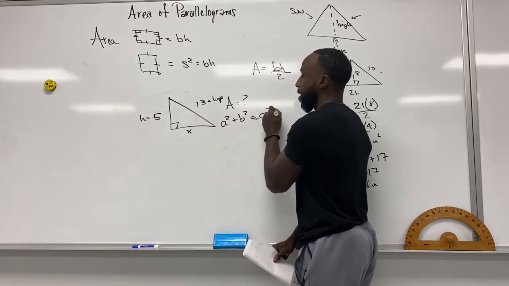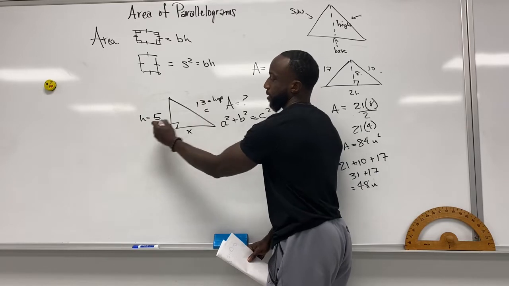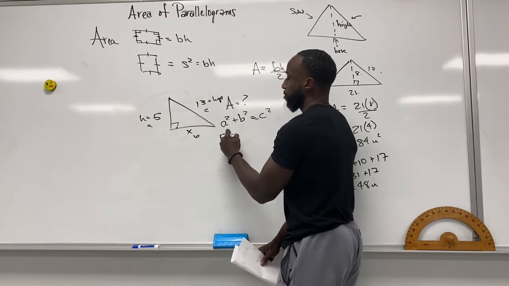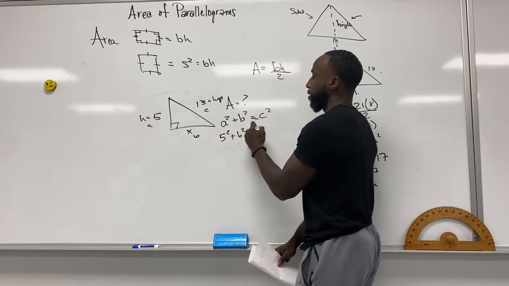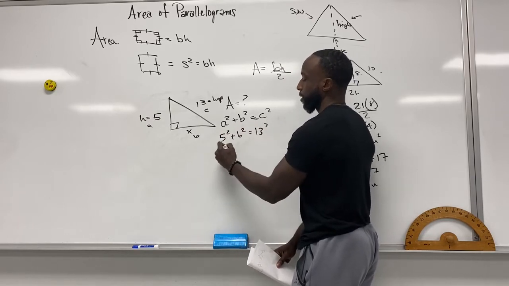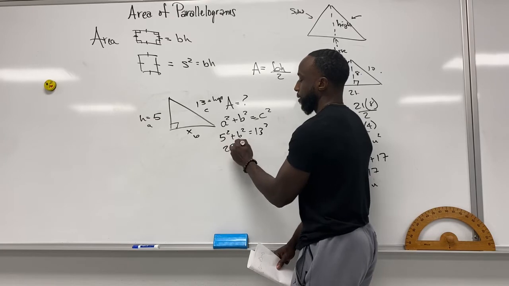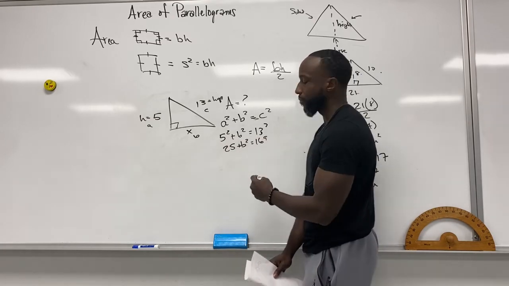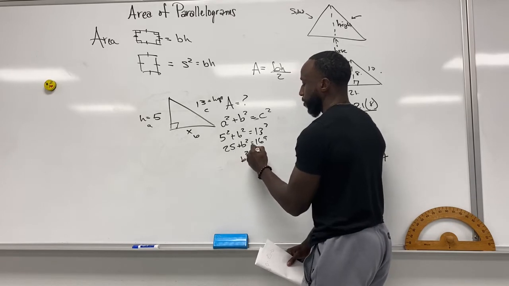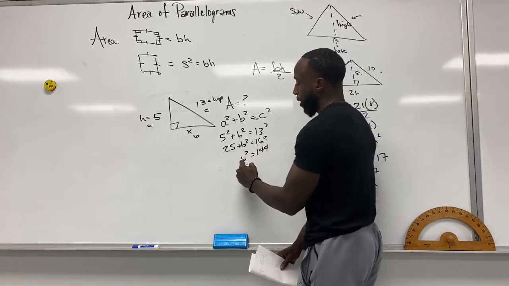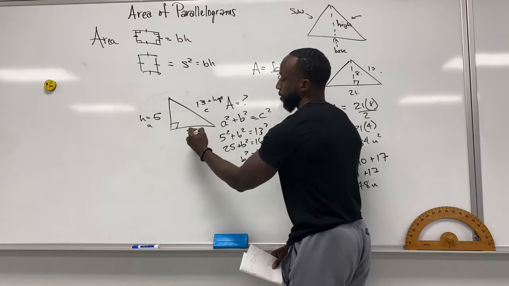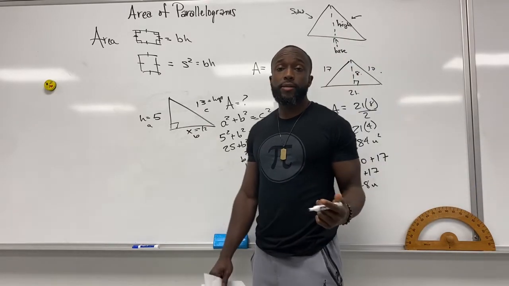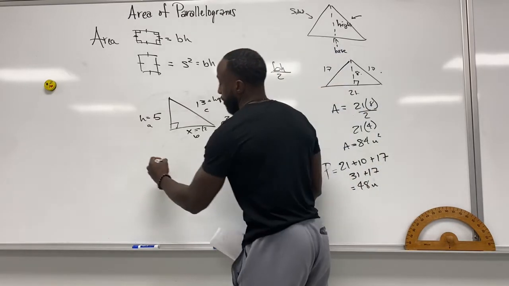a squared plus b squared equals c squared, right? This is C, this is A or B, this is B or A. So we'll do 5 squared plus B squared equals 13 squared, which is 25 plus B squared equals 169. Subtract 25 from both sides, you're gonna get B squared equals 144, right? So B is 12. So this is 12. All right, good. So now we got the base and we got the height.